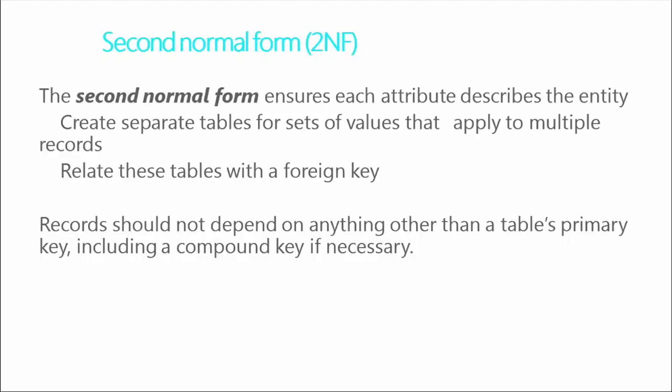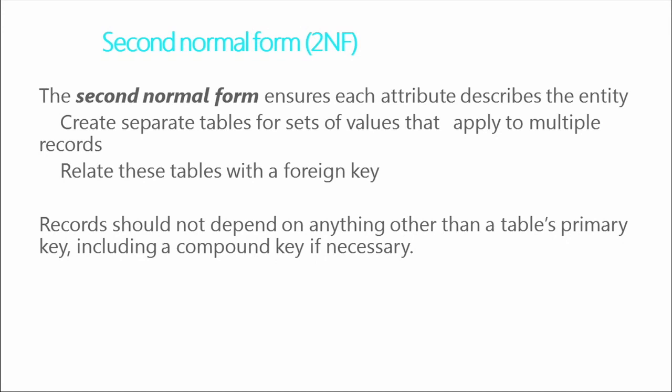And this is just introducing the first normal form. Our second normal form ensures each attribute, or each column, describes the entity. So again, if we go back to our CDs, we're going to have a row for CDs.